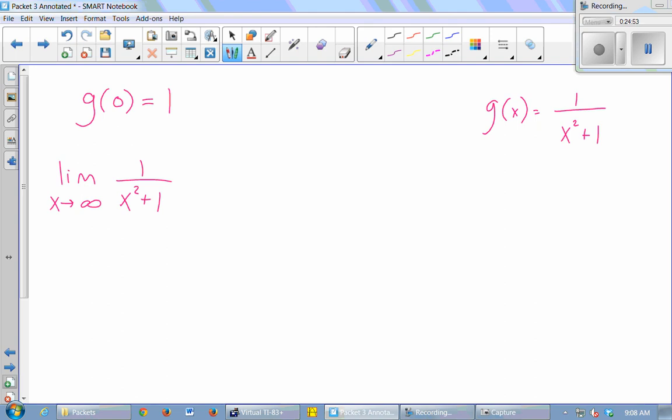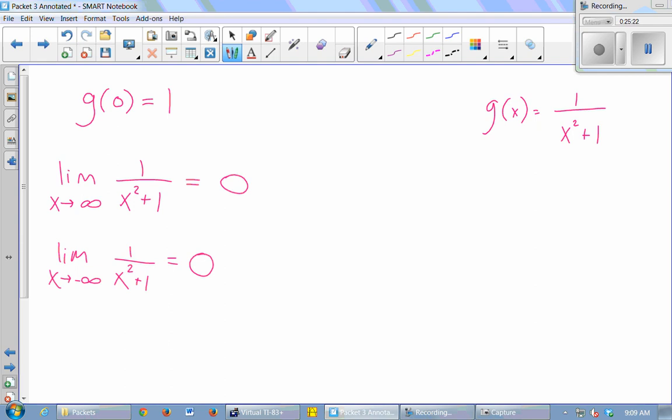The limit as x goes to infinity of 1 over x squared plus 1, we said is 0. So at the endpoints of the interval, it's heading towards 0. And at the other edge of the interval, what's that limit? Also 0, because when you square a negative, it becomes positive anyway. So this is also heading towards 0.